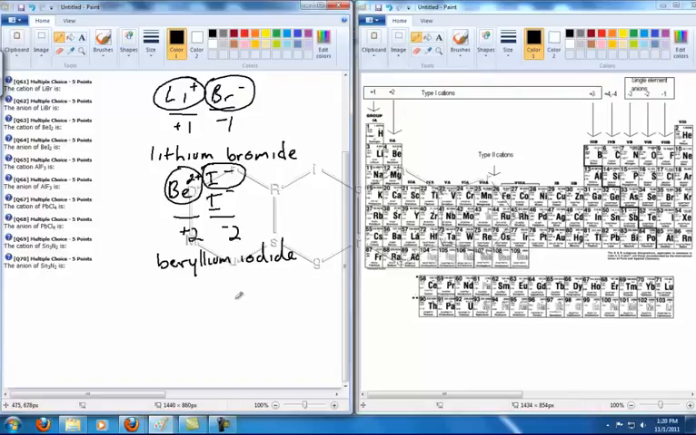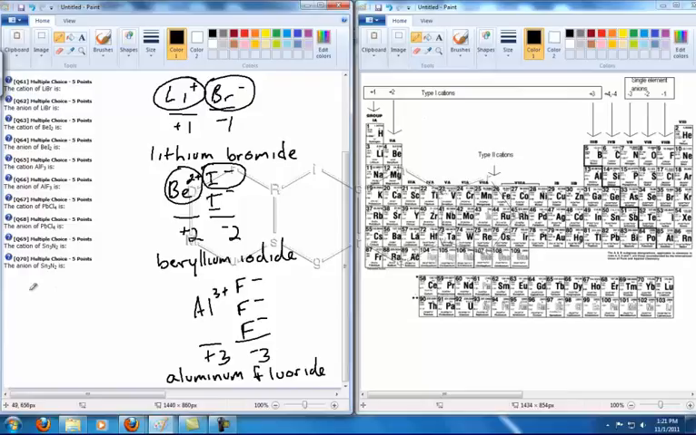Over to the next one, AlF3. We've got aluminum, and we've got F, F, F. F has a -1 charge, it's in group 7, so -1, -1, -1, -3 here, total positive charge +3, so aluminum has a 3+ charge, and the name of this would be aluminum fluoride. Looking over here, I see aluminum is in group 3, it always has a +3 charge, it's a type 1 cation, so there's no need to put the charge in the name.